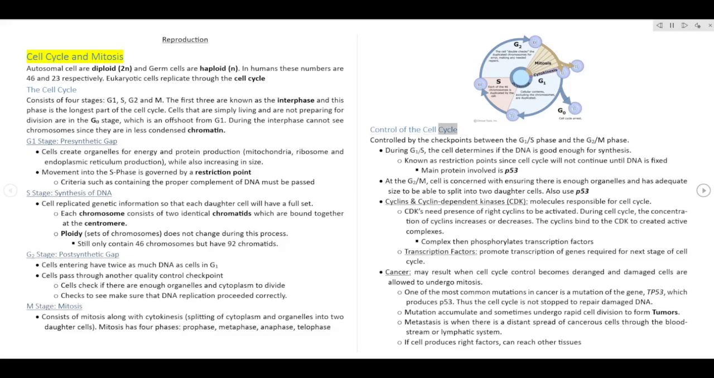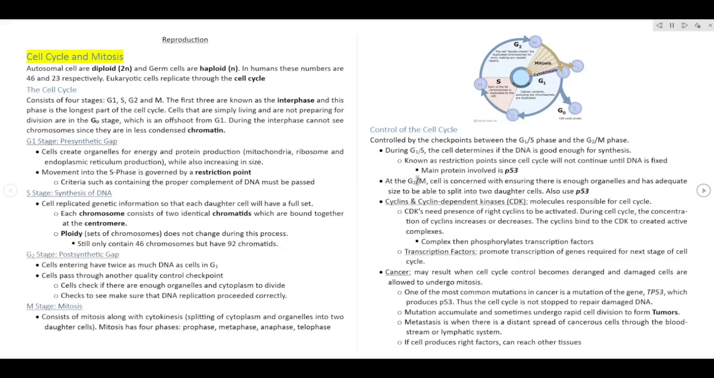Control of the cell cycle. It is controlled by the checkpoints between the G1/S phase and the G2/M phase. During G1/S, the cell determines if the DNA is good enough for synthesis. These are known as restriction points, since the cell cycle will not continue until DNA is fixed. The main protein involved is p53.